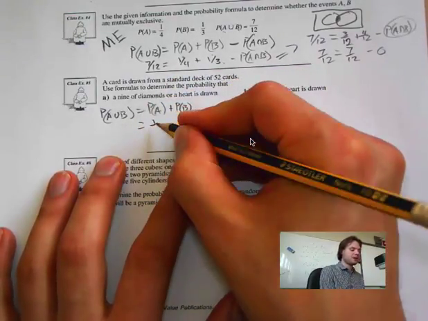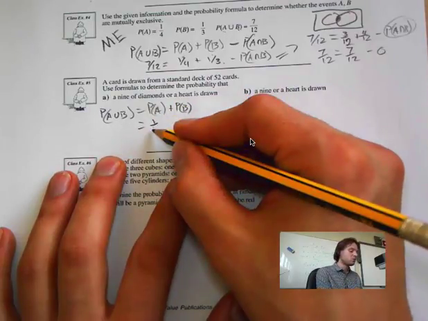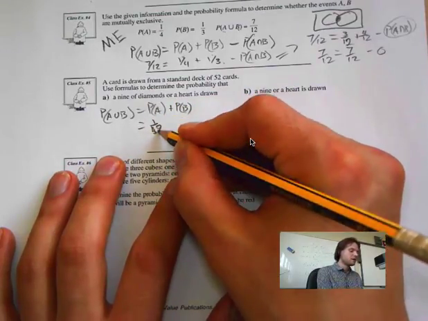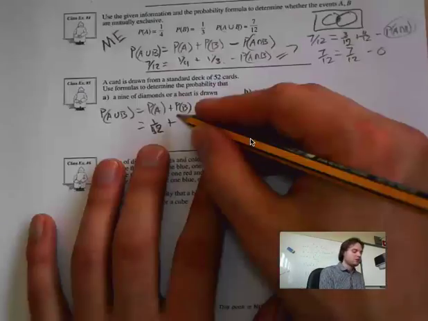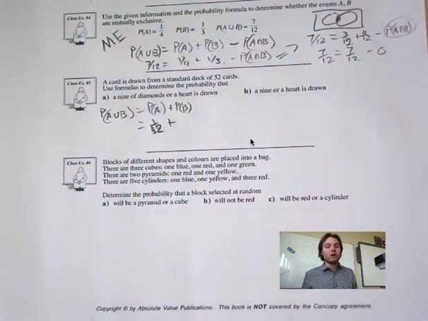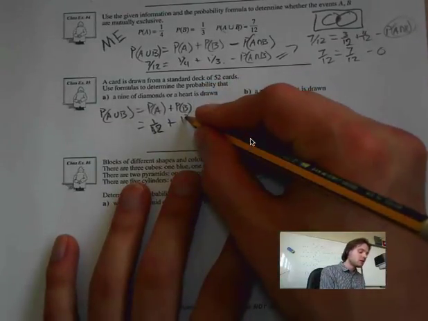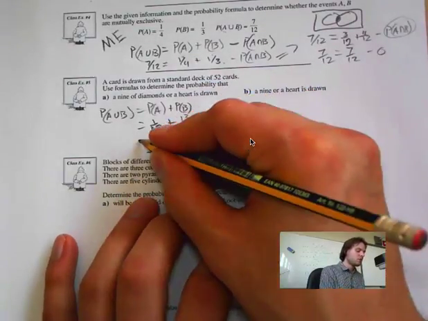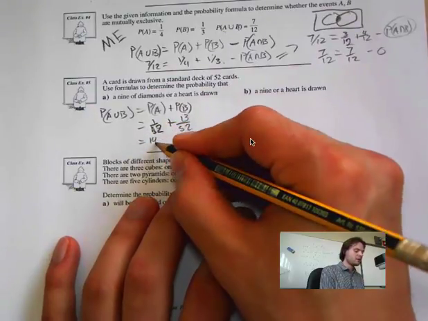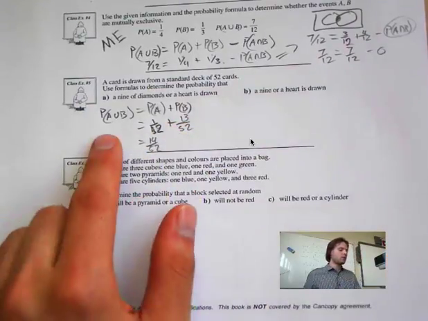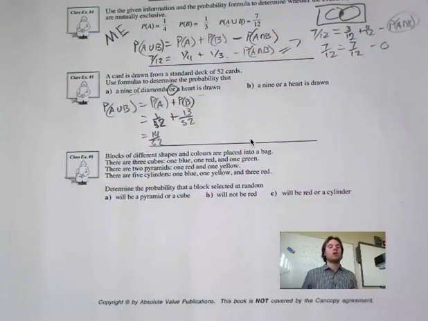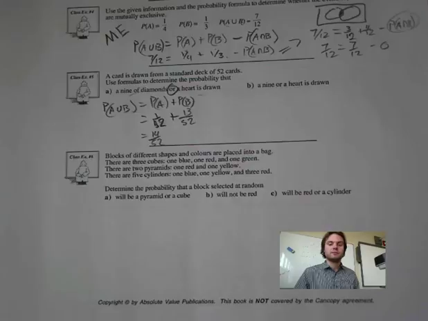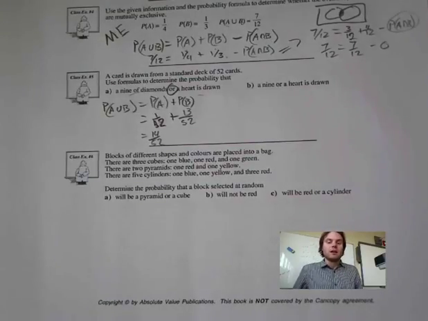And the probability of getting a 9 of diamonds, there's only one 9 of diamonds in the deck, so that's 1 out of 52. Now the probability of getting a heart, well, that's a quarter of the deck. So that's the same thing as 1/4 or 13 out of 52. We add these together, and I'm going to get 14 out of 52 is my probability of getting a 9 of diamonds or a heart. Remember, or means adding.